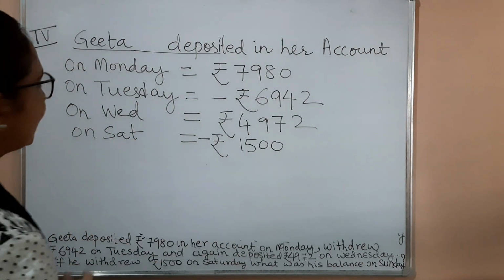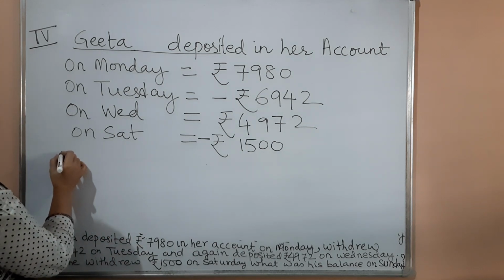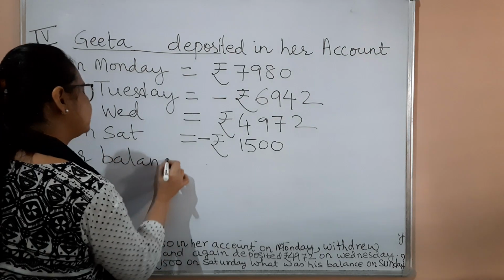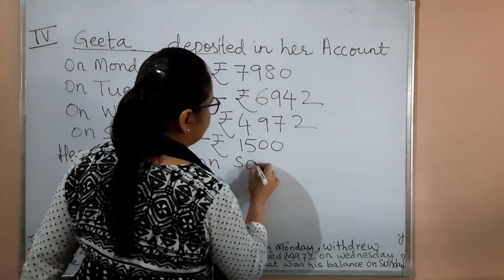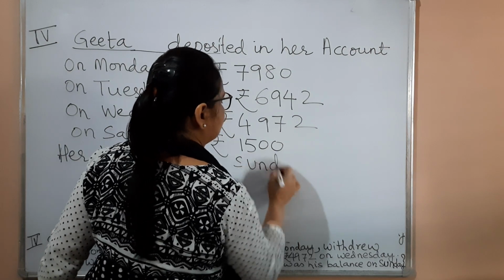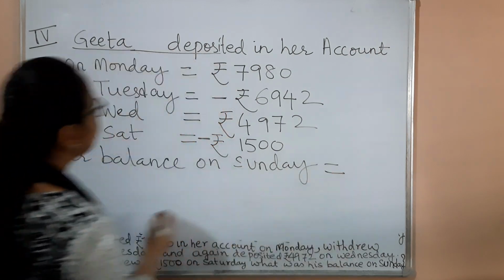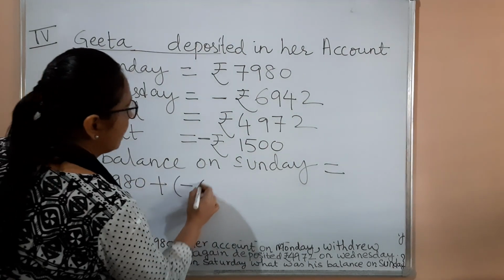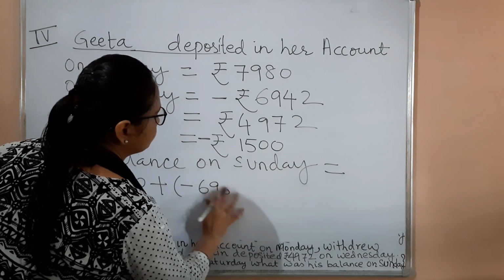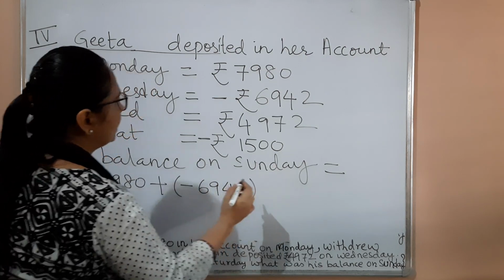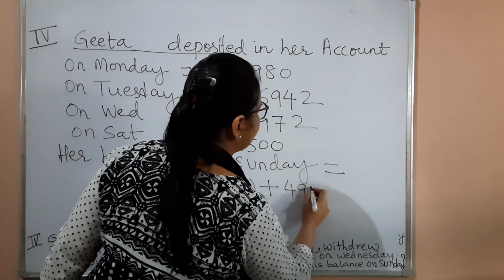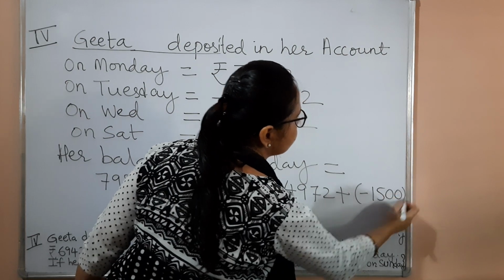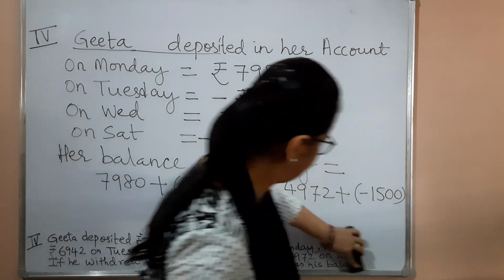So what was her balance on Saturday? On Sunday, her balance on Sunday will be how much? It will be 7980 plus minus 6942 plus 4972 plus minus 1500. So this is her final balance.